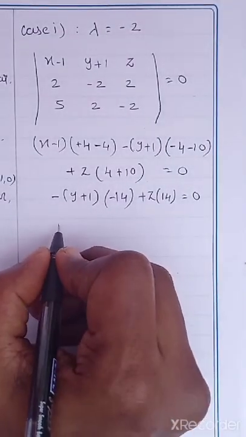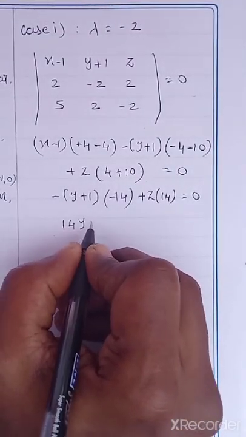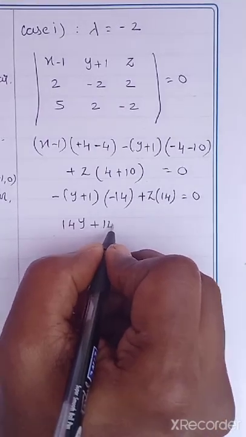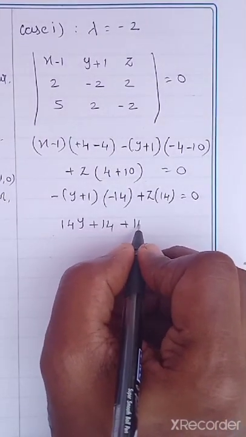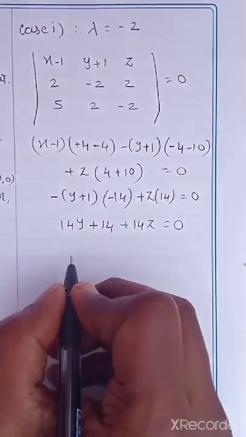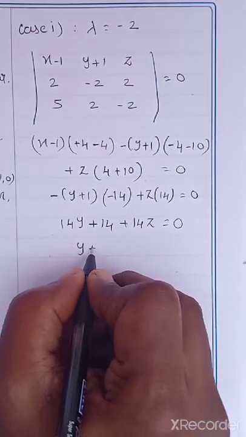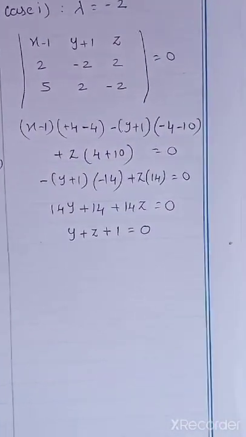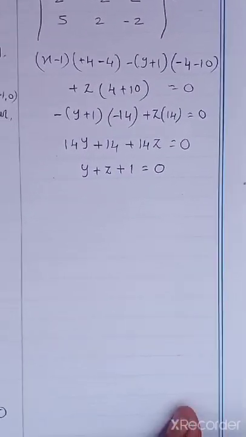So this will be 14y plus 14 plus 14z equal to 0. Divide by 14, you will get y plus z plus 1 equal to 0. Is that right? So again, what we have to find out?